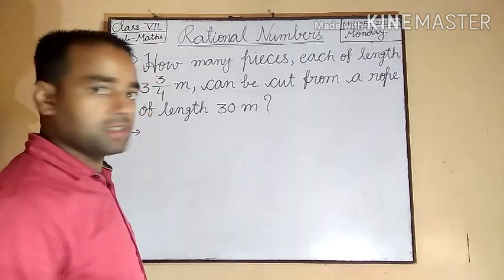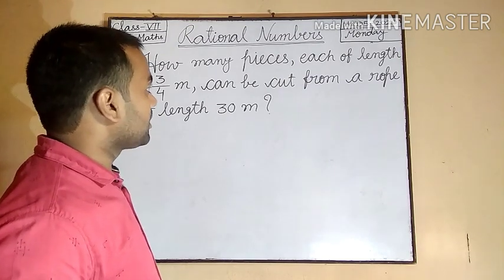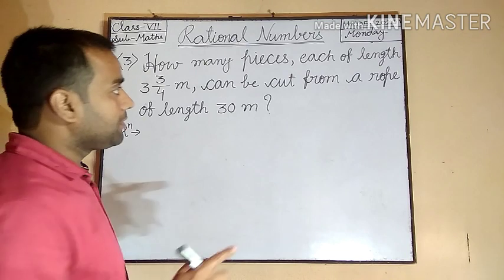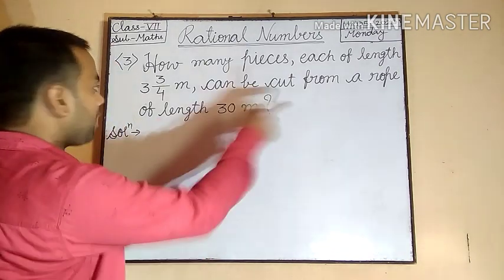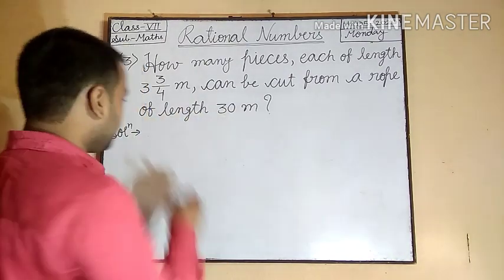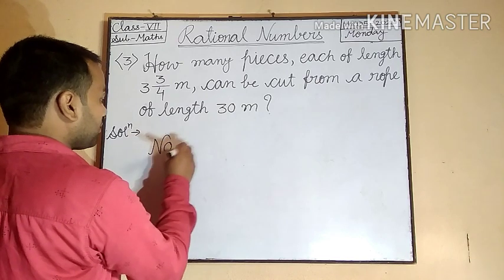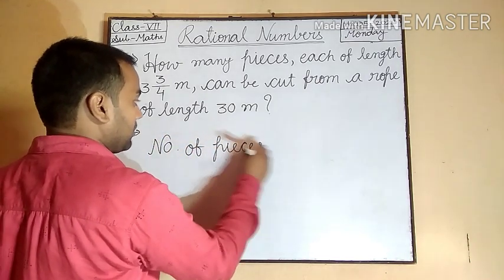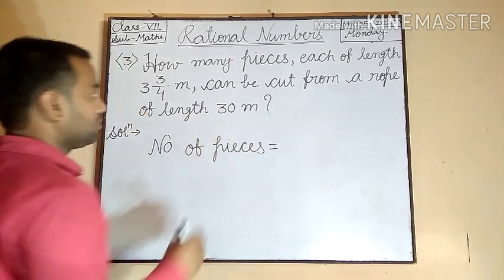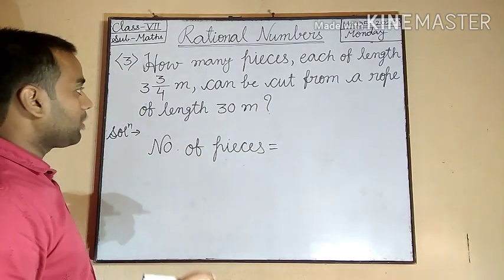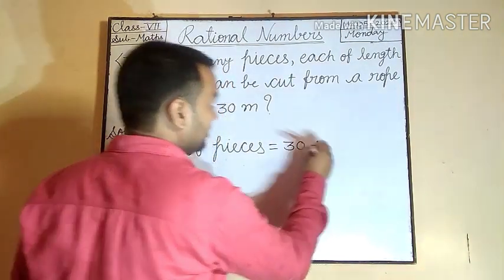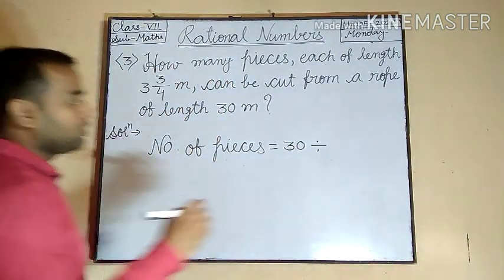Now let us discuss question number 3. In question number 3, how many pieces each of length 3 whole 3 by 4 meter can be cut from a rope of length 30 meter? So here we find out the number of pieces, which is equal to the total length of rope given, 30 meter, divided by each of length 3 whole 3 by 4.